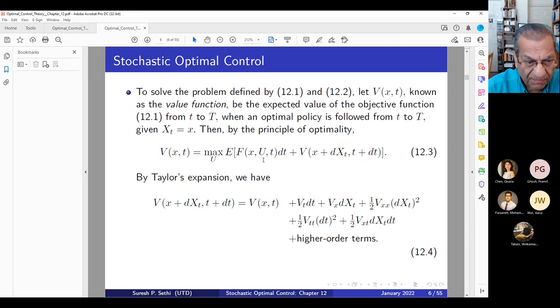Okay, so let's do that. So I do the Taylor series. The first thing is this one. I take the value V(x_t), so that is that. Then the first term is, we take the derivative of this with respect to t, and I put V_t dt. Then I take the derivative of this function with respect to x, and I multiply by dx_t. And that's where I stopped in the deterministic case. But in the stochastic case, I have to go one more step. And that step is I take the V_xx, and I do the dx_t squared.